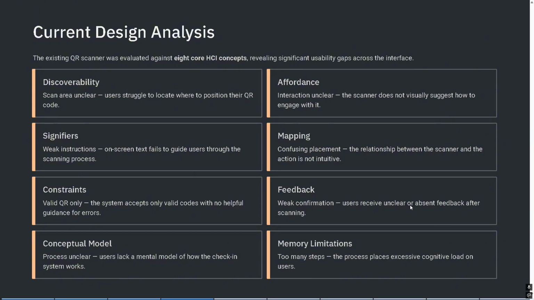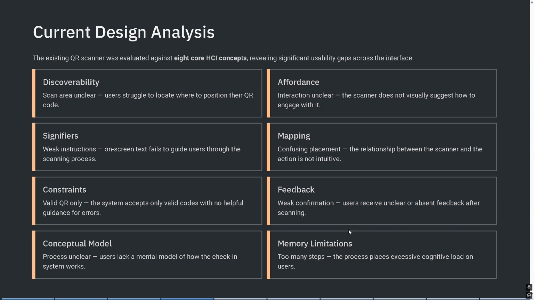So the current design analysis, it has many flaws, but I will go through every single one of them. First, we have the scan area problem. The scan area is not clear, so this is a discoverability issue. Users struggle to find it. Then we have little to no instructions. This is a signifiers issue, so we need to work on this, make better signs, photos, maybe large text, and so on and so forth. And then we have the valid QR only. The system only accepts valid codes with no helpful guidance for errors. So this is a huge issue and actually a constraints issue.